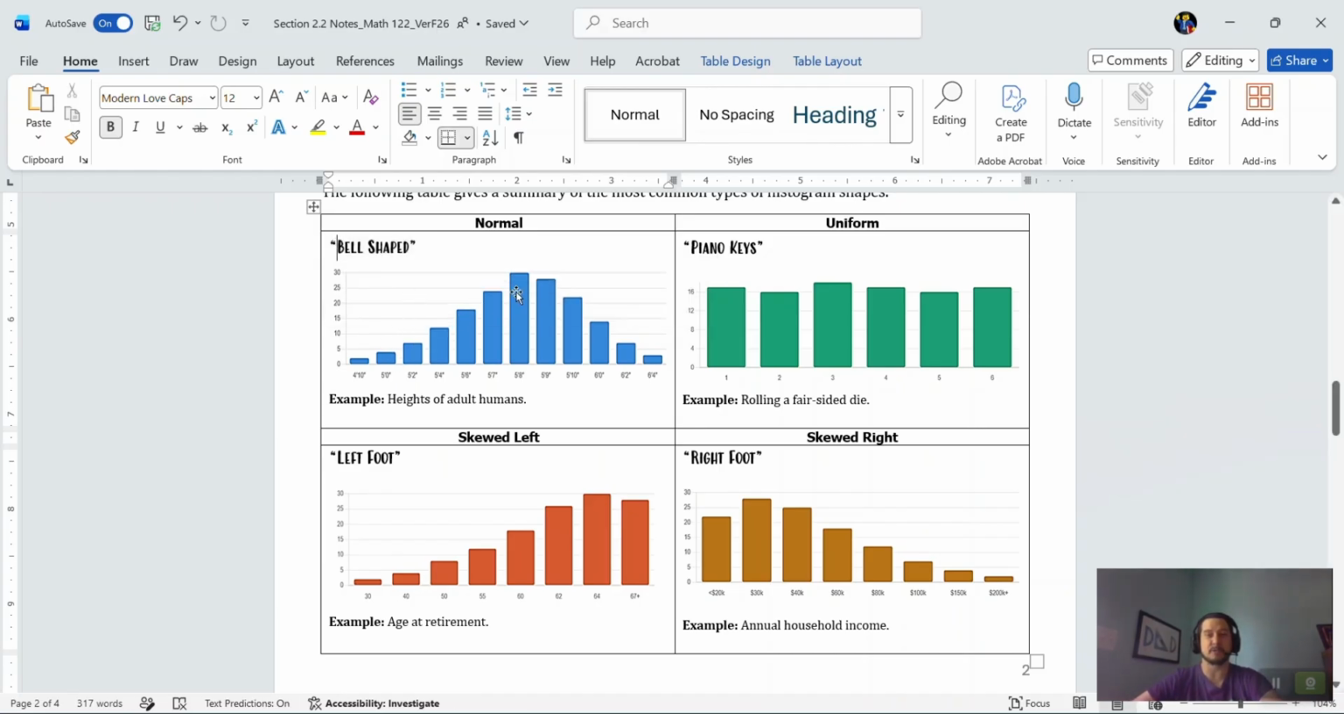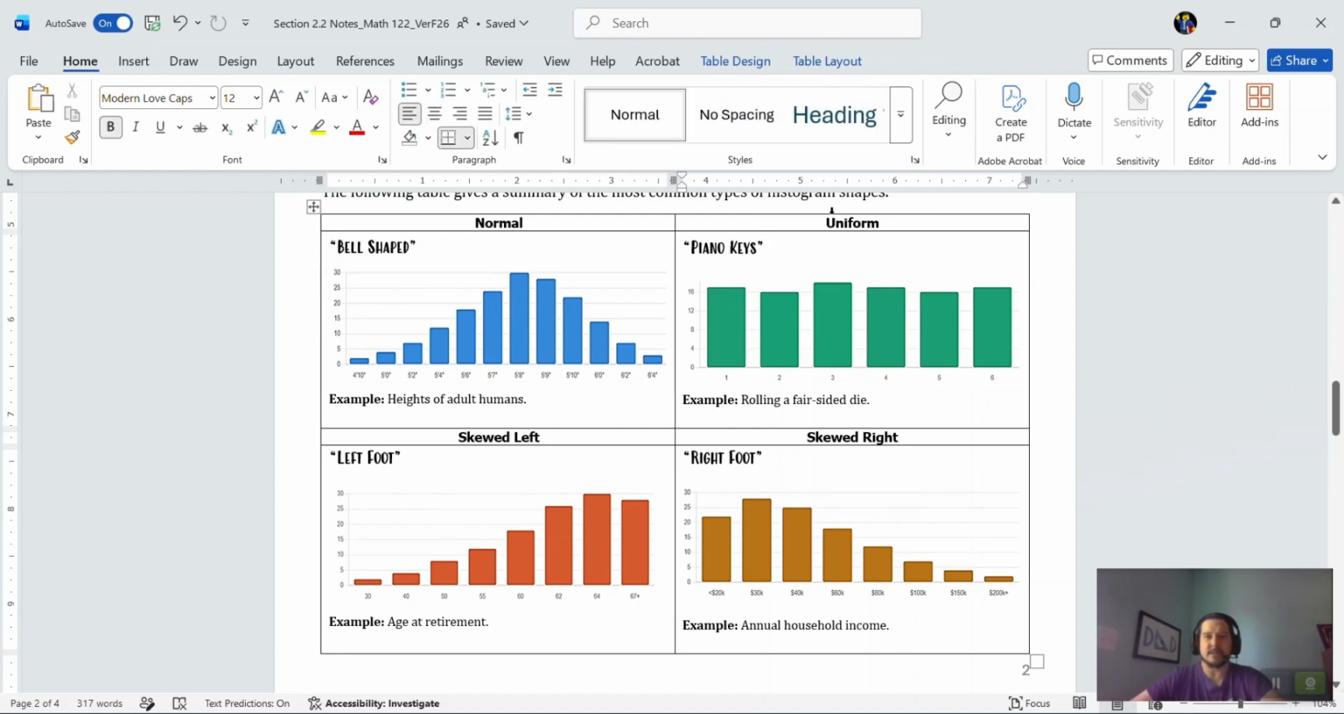So for normal distribution, the most common thing to compare this to is the shape of a bell. So that's why I have bell shaped here. And this particular histogram is for data that Claude generated on heights of adult humans. And so you can see that we have the different heights listed along the horizontal axis, and then we have the frequencies listed along the vertical axis.